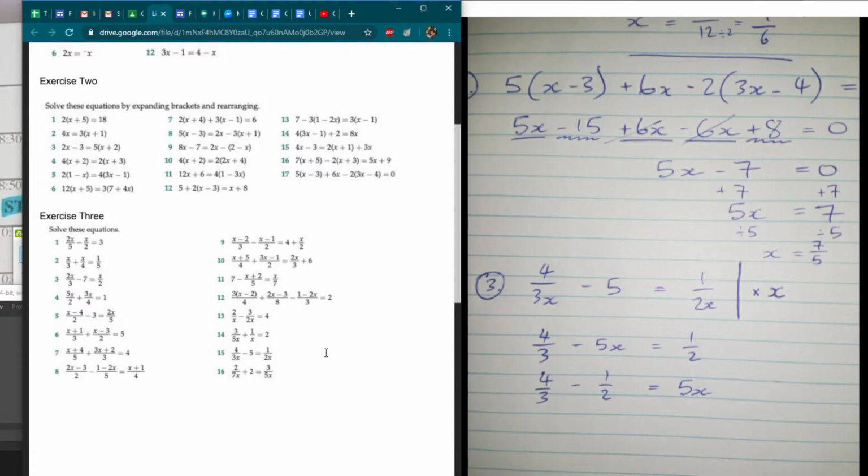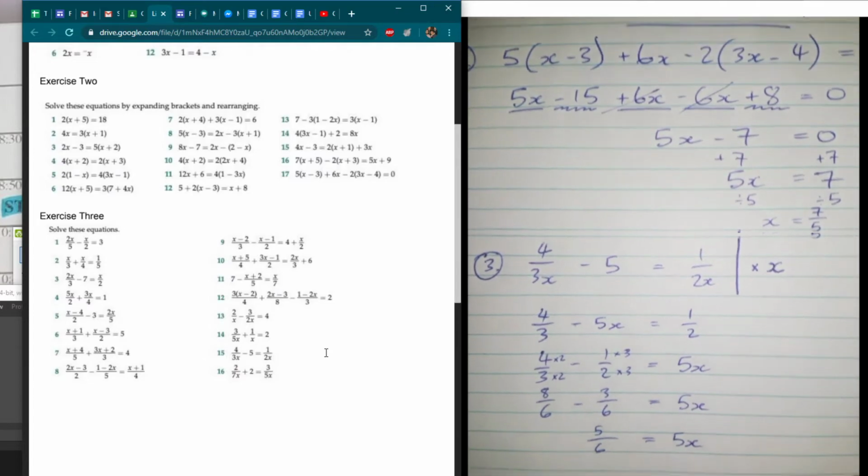I'm taking a few shortcuts now because you guys are probably getting a little bit better at this. In order to be able to do this, I'm going to need to times this by 3, the top and the bottom by 3 of this fraction, we can do that, and the top and the bottom of this fraction by 2, so that we have a common denominator. So let's do that. So I'm going to have 8 over 6 minus 3 over 6 equals 5x. We can do them now. So it becomes 5 over 6 equals 5x. I'm probably going off the page, sorry.